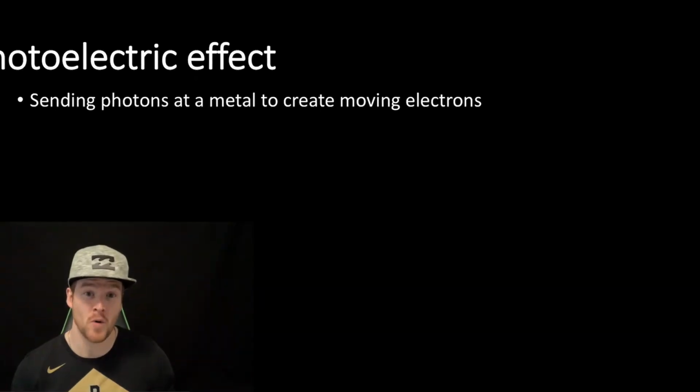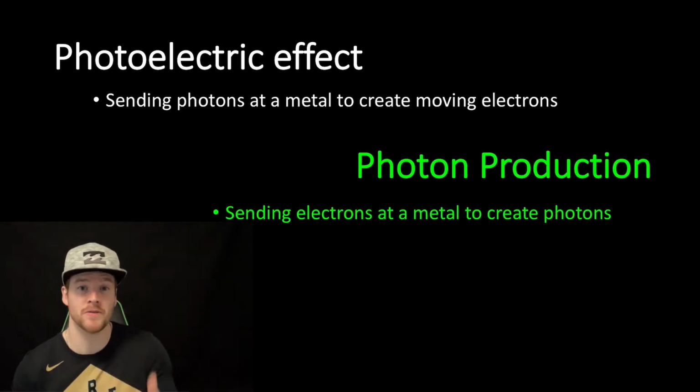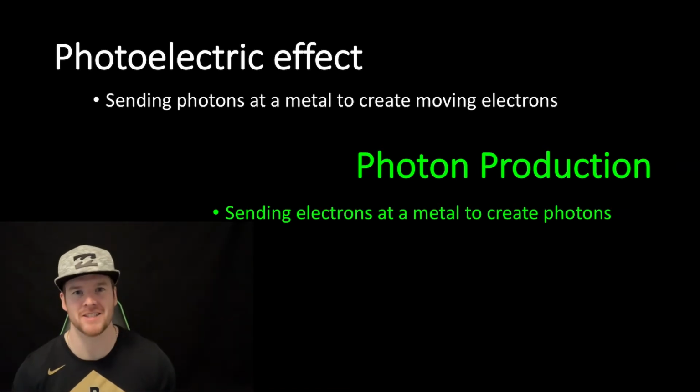And now in this lesson, we are going to reverse it. So the photoelectric effect was sending photons at a metal to get moving electrons. And now we're going to be trying to produce photons by hitting a metal with moving electrons. So it's just kind of the reverse of the photoelectric effect.